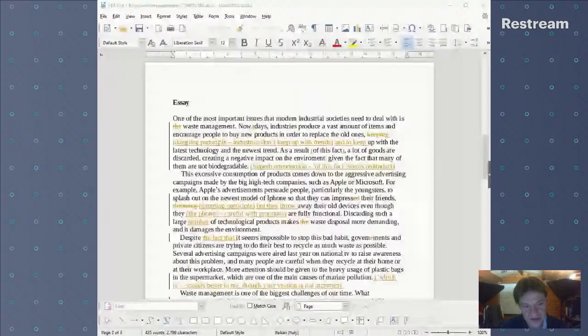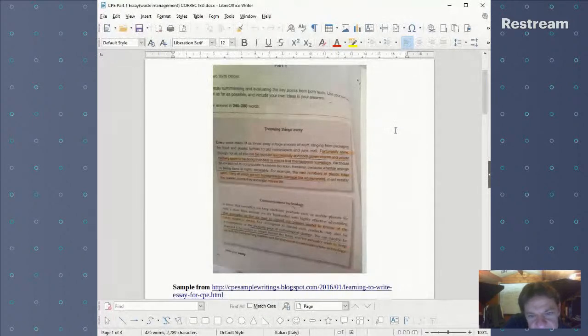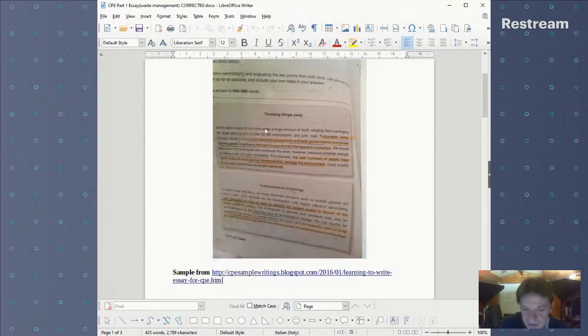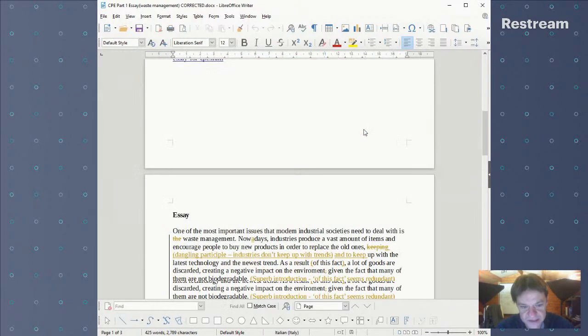Now I can quickly show you what the task was. So here we have two essays summarizing and evaluating the key points. So he's going to write an essay summarizing and evaluating the key points from both of these texts. One of them is about throwing things away, and one is about communications technology. And he has underlined and highlighted certain things which he wants to certainly mention, and make sure that the same points are in his own essay. So let's see what he's written.